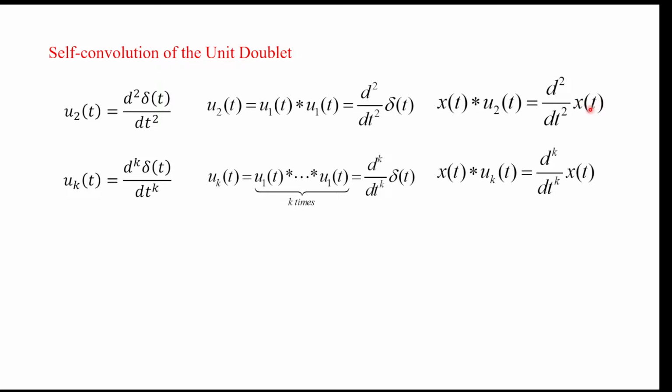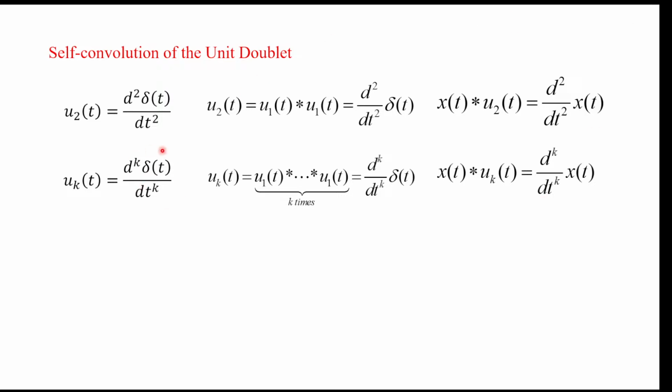And then you can do this k times, so just keep generalizing to the higher order derivative, and then you see that uk of t will equal u1 of t convolved with itself k times, and x of t convolved with uk of t will be the k-th order derivative of x of t. Okay, so those are the singularity functions.